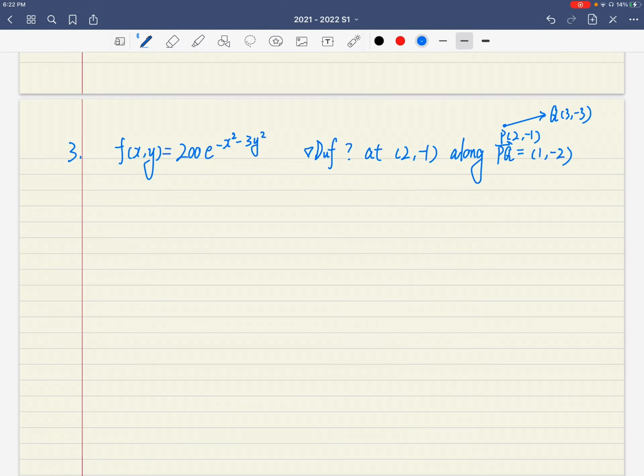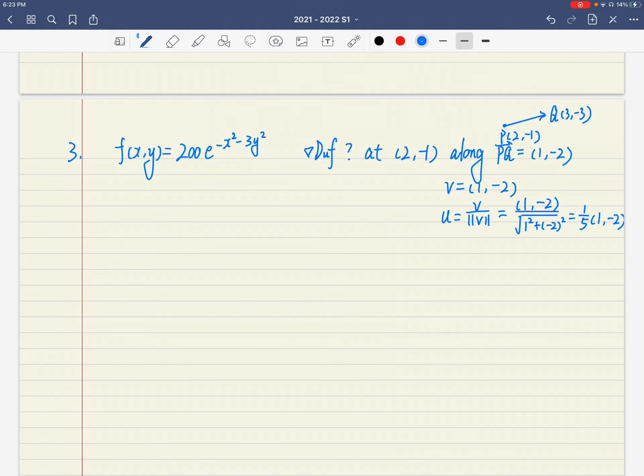Okay? So the direction vector v is 1, negative 2, and then we need to get the unit vector of that direction, which is v over its length. Okay, so it's 1, negative 2 over the square root of 1 squared plus negative 2 squared, which is just 1 over root 5 times 1, negative 2.